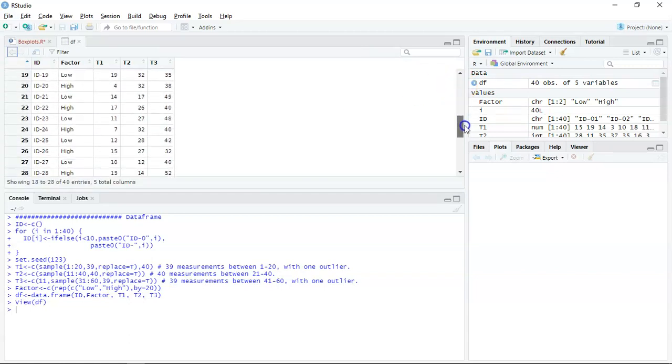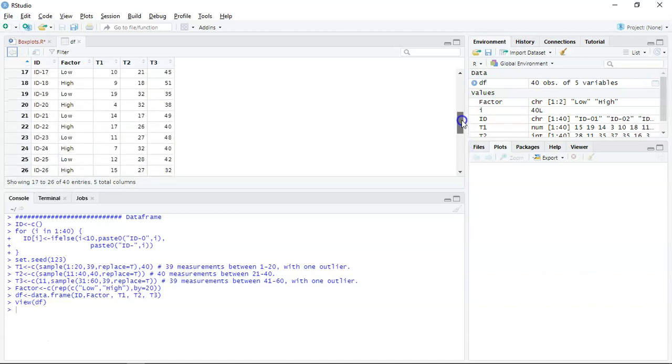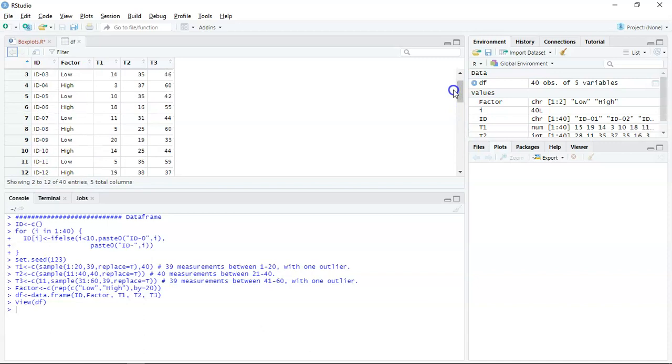So you can see there's the ID measurement over on the left hand side. Then you have the factor, which has the 2 settings, the low and the high setting, and then there's the measurements across the 3 time points.